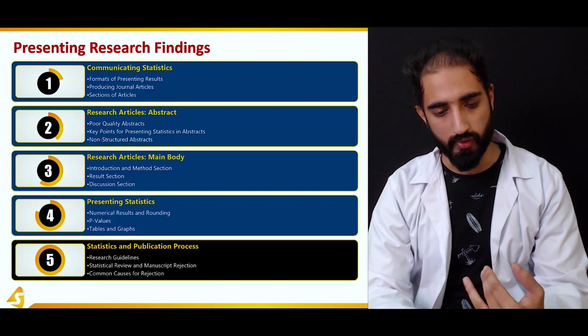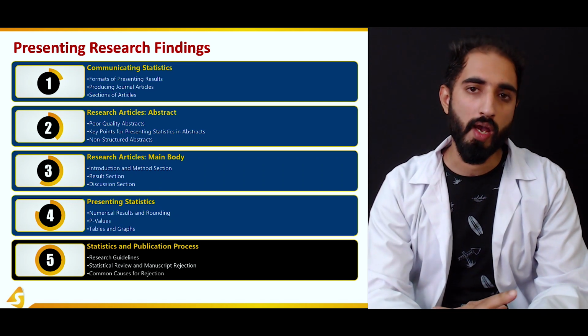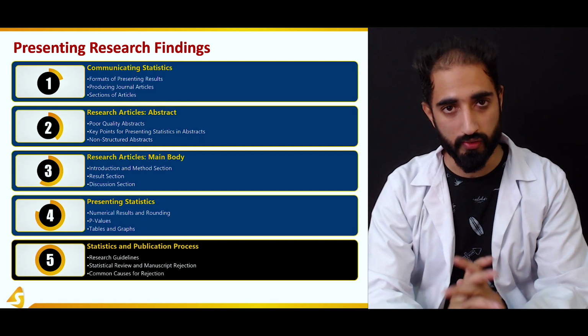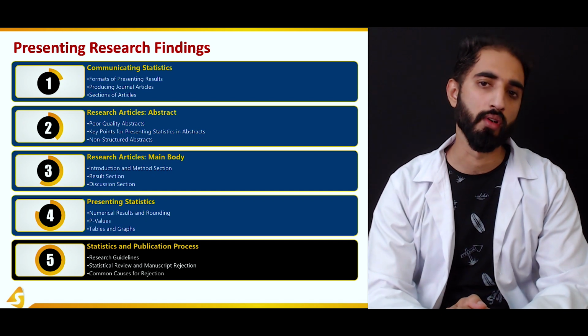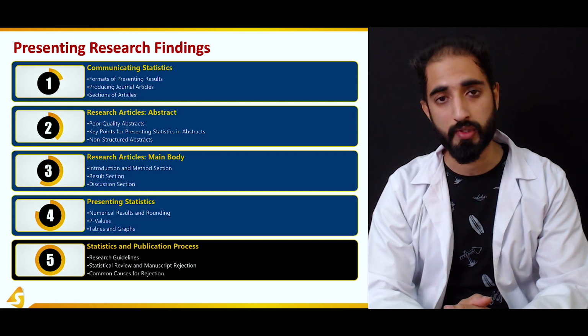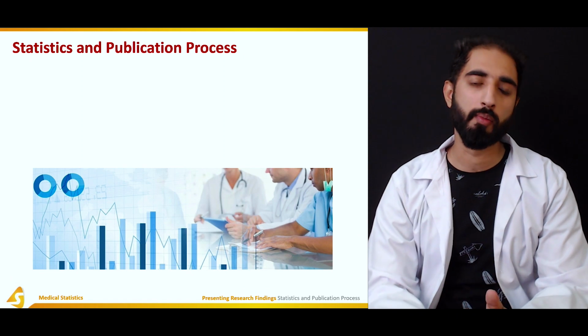So what are the research guidelines, what are the statistical review and manuscript rejection processes, and what are the common causes of rejection? Knowing that, we can avoid rejection from journals and get our manuscripts accepted for publication in a journal. So, statistics and the publication process.